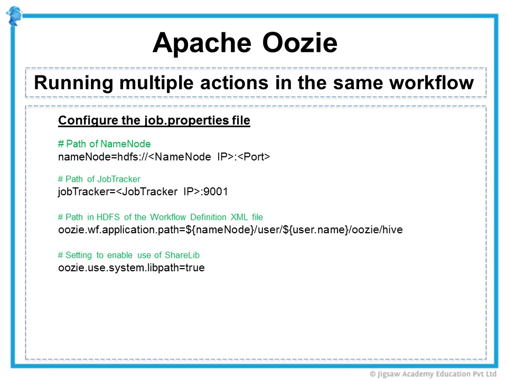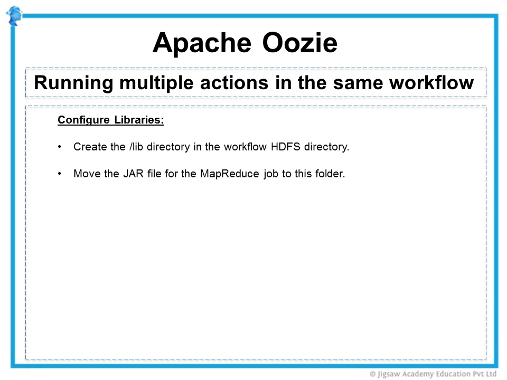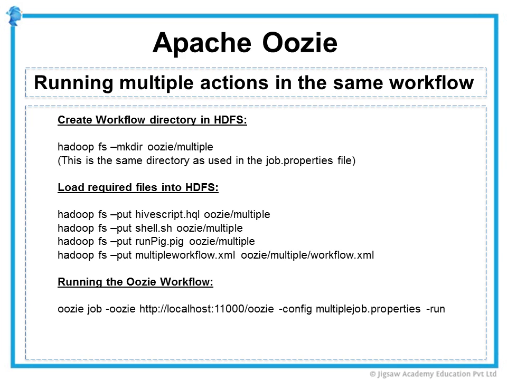And then I need to configure the libraries. Since I have a custom jar file in MapReduce, I am going to create a /lib directory in HDFS in my workflow directory, and then move the word_count.jar file there. Then we ensure that we move all the files that are required into the workflow directory in HDFS, and then finally run the workflow. So let's see how this works in action.